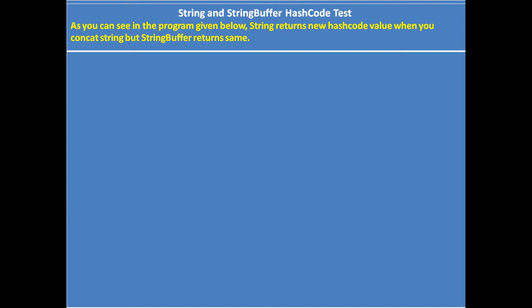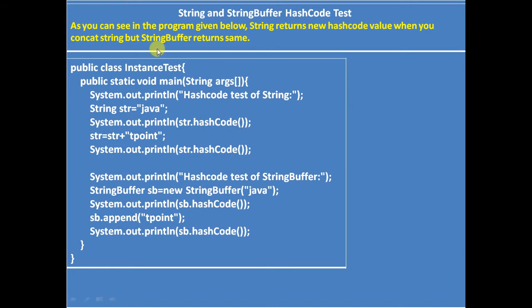Now, String and StringBuffer hashcode test. As you can see in the program given below, String returns a new hashcode value when you concatenate, but StringBuffer returns the same hashcode when you append. Here we create a Test class and a main method. In this main method, we create a String object and print the hashcode. Now we concatenate the String object and again print the hashcode.